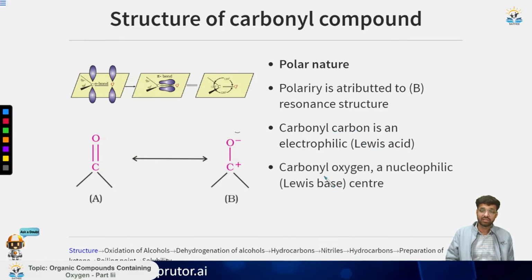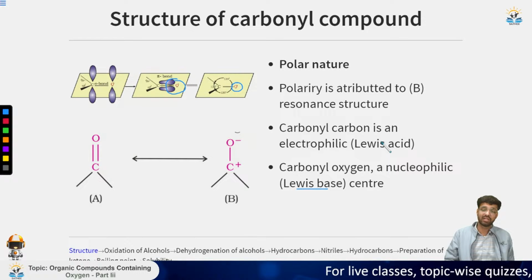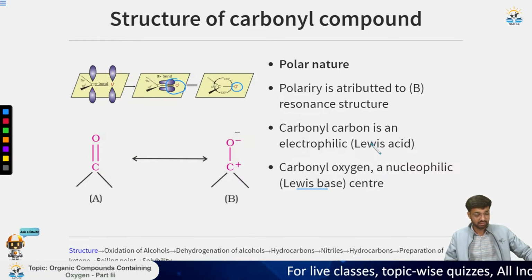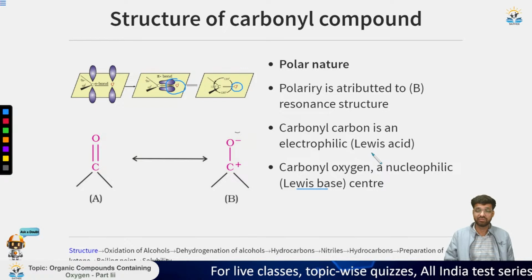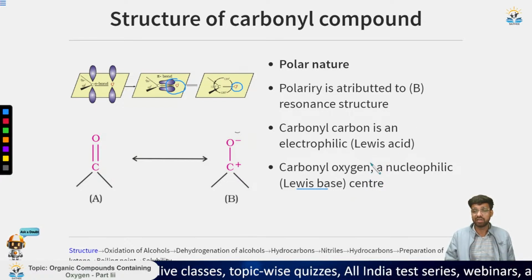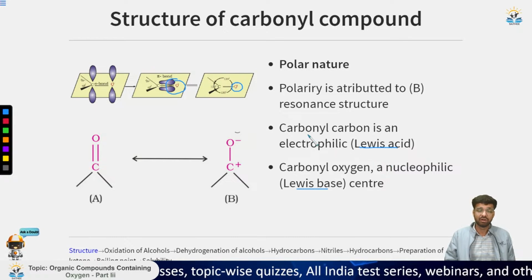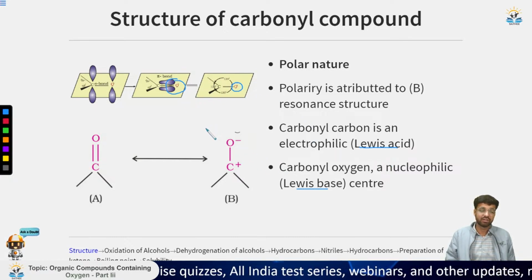Second, the carbonyl oxygen will act as a nucleophile because it has a greater density of electrons. So it will act as a Lewis base. These are the basic definitions of Lewis acid and Lewis base. Something which donates electrons is a Lewis base, and something which accepts electrons is a Lewis acid. So oxygen is a Lewis base and carbon is a Lewis acid in the case of carbonyl.